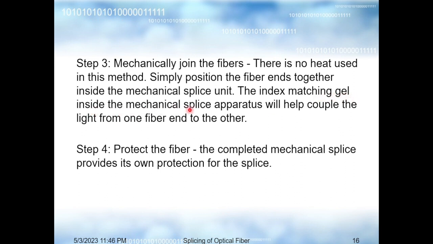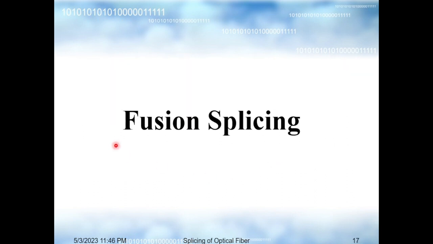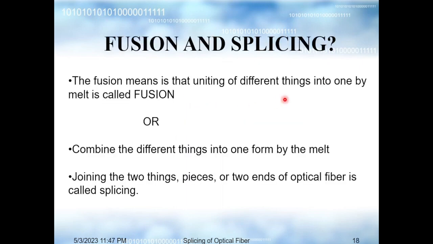Step number 3, mechanically join the fibers. There is no heat used in this method, as I already said. Simply position the fiber ends together inside the mechanical splice unit. The index matching gel inside the mechanical splice apparatus will help couple the light from one fiber end to the other. Step number 4, protect the fiber. The complete mechanical splice provides its own protection for the splice.